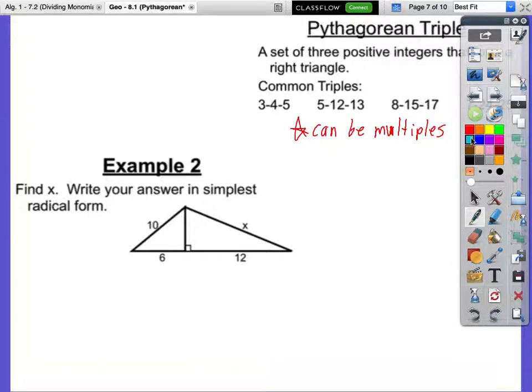Remember when you check for perfect squares, divide your number by a perfect square to test if it works. If it goes in evenly, it works.